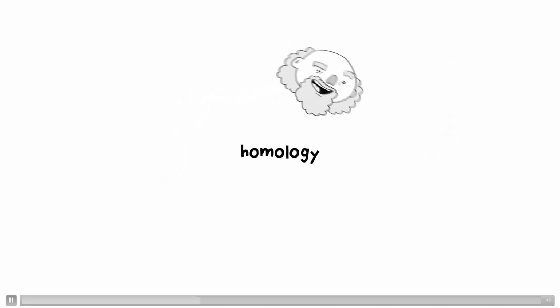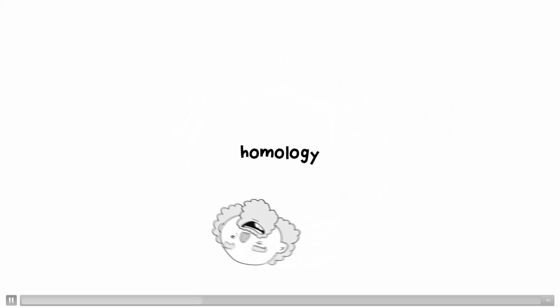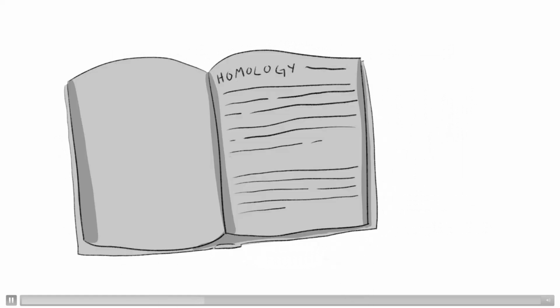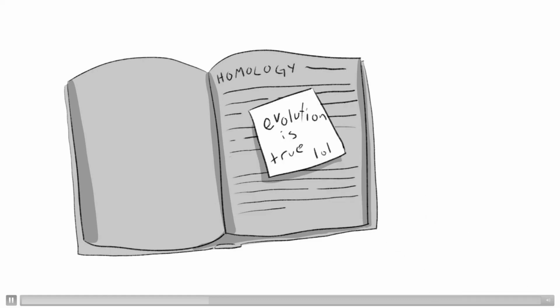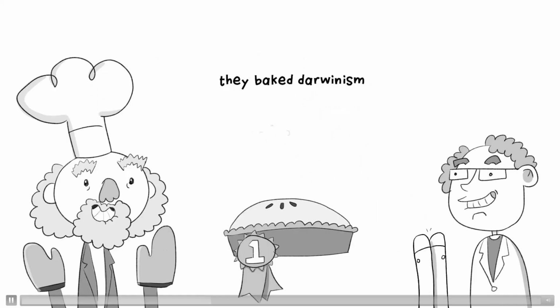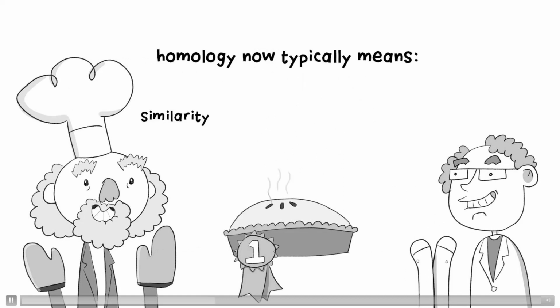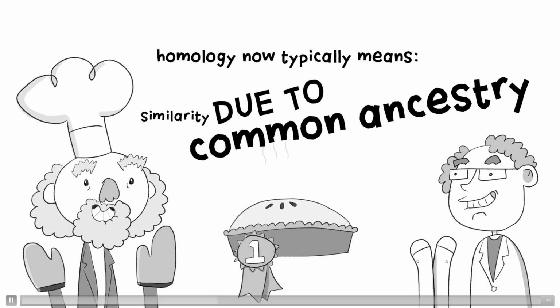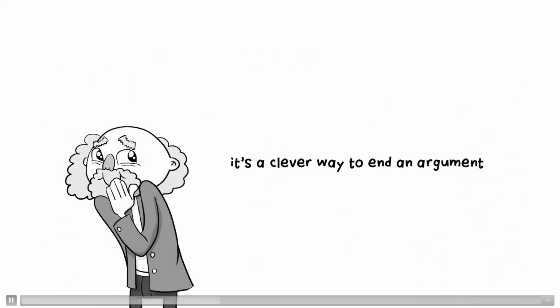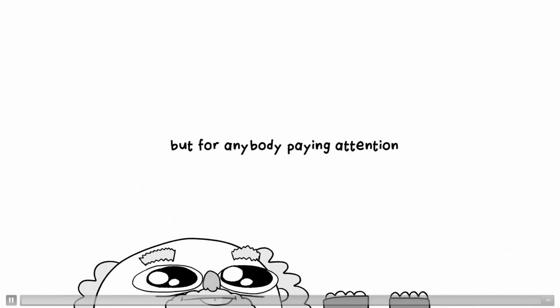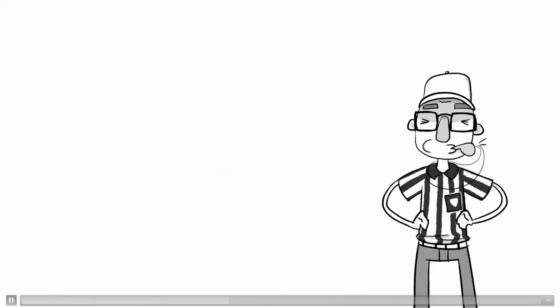Because the argument was so central to Darwin's case, his followers eliminated the question by simply redefining the word from simple similarity to meaning similarity due to common ancestry. They baked Darwinism into the definition of the word. Homology now typically means similarity due to common ancestry. It's a clever way to end an argument if you can get away with it, but for anybody paying attention, it's a baldly circular one. Common ancestry because common ancestry.